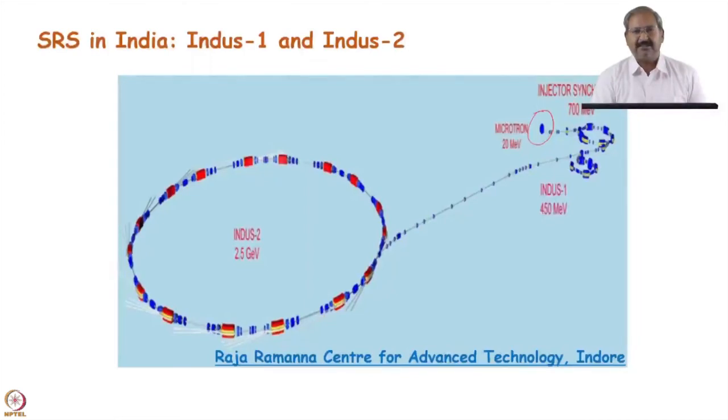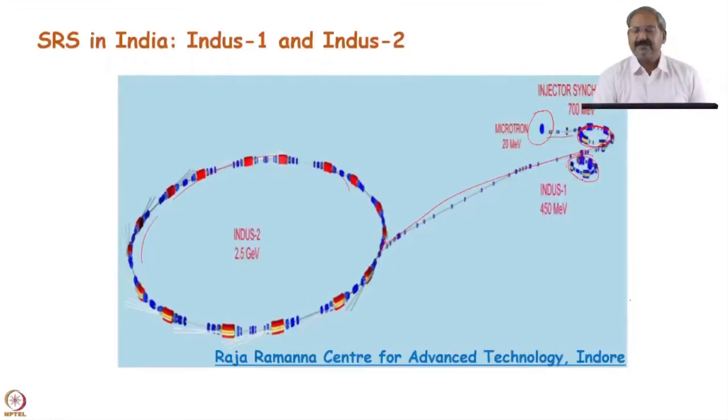The source of the electrons is situated inside the microtron, and then there is a transport line which sends the beam into this booster synchrotron, and this booster synchrotron then, after attaining the desired energy level of the electron beam, sends it into two storage rings. This is the Indus 1 storage ring and this is the Indus 2 storage ring, this bigger one.